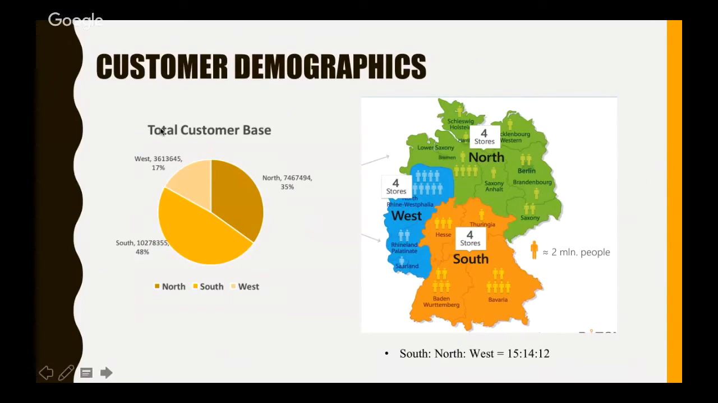From the standpoint of demographics, you can see from the map that the ratio of population in South, North, and West is 15 to 14 to 12. The left pie chart is based on the number of past customers who had ever purchased our products. The proportion of consumers in South and North accounts for 83% of total customers. It means that there are large potential customers in South and North.